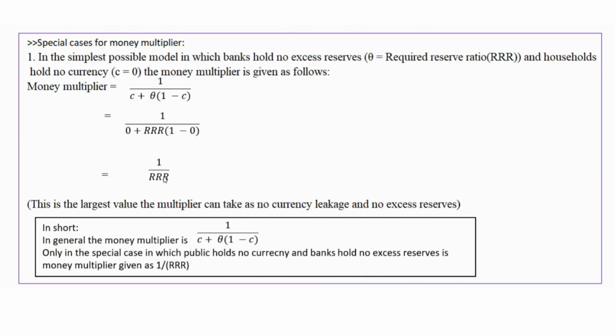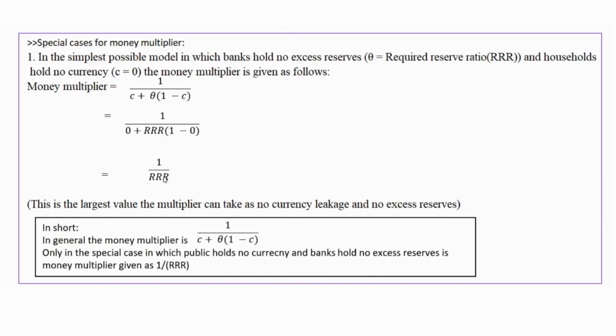And this is the largest value the money multiplier can take, as there is no currency leakage and no excess reserves. So in this case, when banks receive a deposit, they only keep the minimum amount of reserves required as set by the central bank based on the required reserve ratio, and they will loan out everything else. They won't keep any excess reserves. And that entire loan will be redeposited into the banking system. There will be no currency drain. The public won't hold any amount of it as currency.